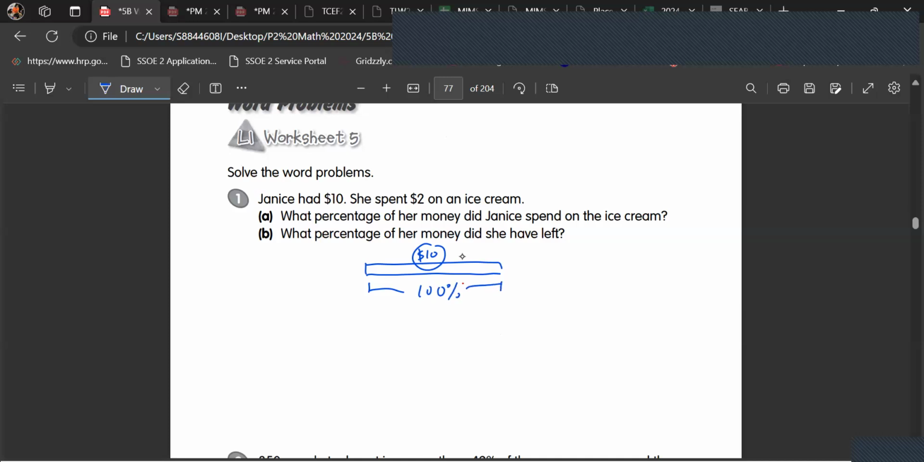Then out of this $10, part of it, $2, is spent on ice cream. Then you ask for the percentage. So there's two ways of doing it, A and B. The careless way is saying that 100% is $10, so I want to find how much is that $2, what's that percentage?